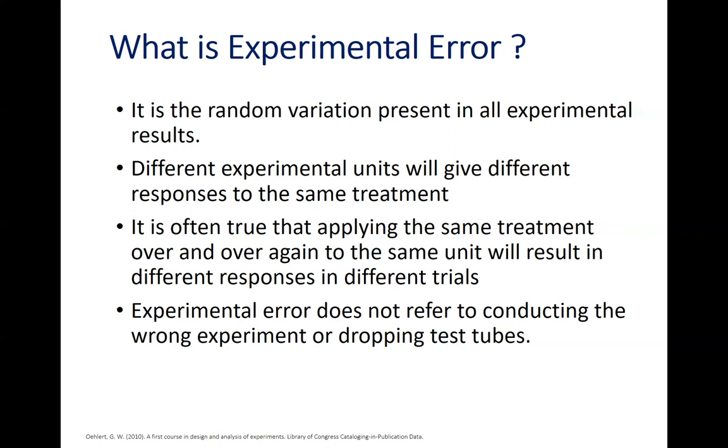Experimental error doesn't actually refer to conducting a wrong experiment or, for example, dropping a test tube. So basically, if someone actually did a wrong experiment or dropped the treatment, like dropping the test tubes, this means that it's not really experimental error. This is basically that the experiment is wrong.